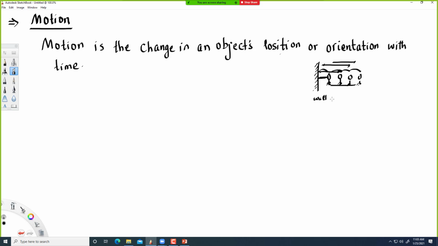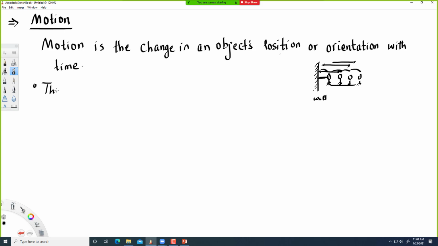So when you define motion, it depends on what reference point you are choosing. Okay? What's your reference point? So for example, we are in motion with respect to a star, but we are at rest with respect to the earth, because we are on the earth and we are moving along with the earth. So earth and we are both in the same motion. So with respect to earth, we are not in motion.